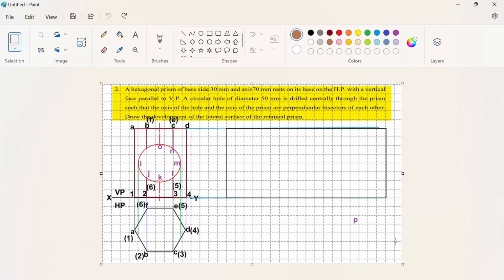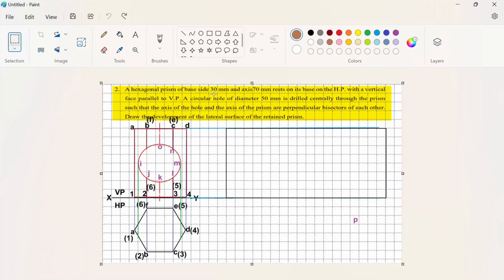Now, before going for the development of lateral surfaces, I've drawn the hexagonal prism in the top view, which is having the corners notated as A, B, C, D, E, F at the top, and at the bottom, 1, 2, 3, 4, 5, 6. I've projected this hexagonal prism in the front view. Also, I marked the notations. Here, A, B, C, D are visible at the top, and E and F will not be visible, which are at the back. Similarly, 1, 2, 3, 4 are visible at the bottom, and 5 and 6 will not be visible.